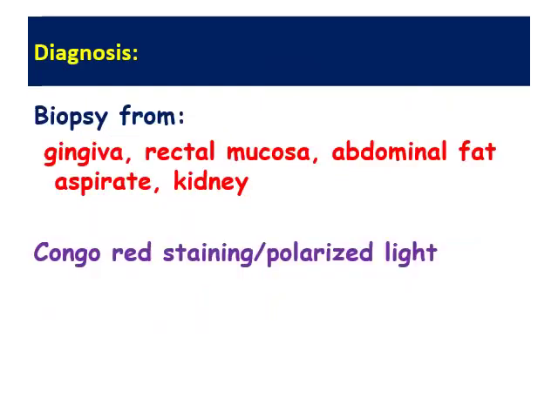Diagnosis of amyloid is mainly by morphological recognition. So a biopsy is taken to highlight the amyloid and examine it under light microscope or electron microscope using a special stain, Congo red. A biopsy is taken from gingiva or rectal mucosa. These are sites which could be easily accessed. It could be taken also from abdominal fat. Biopsy from kidney is taken when there is affection of the kidney.